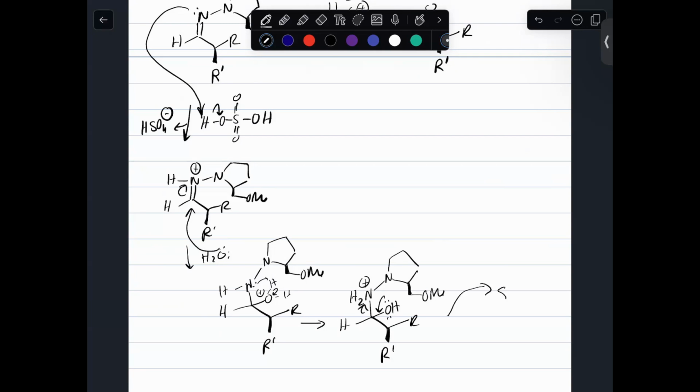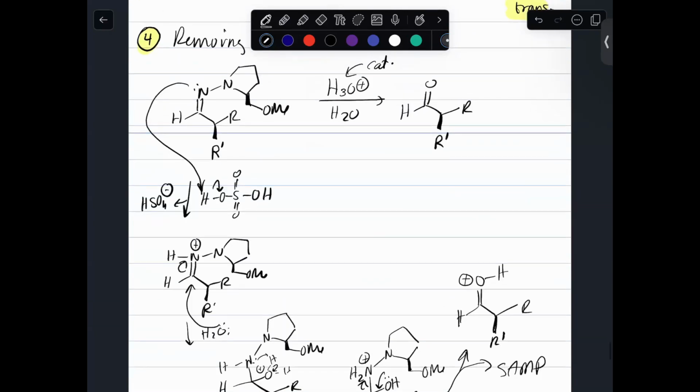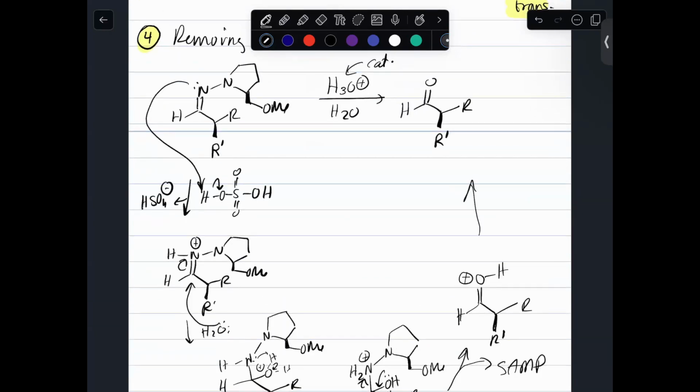So there goes my SAMP. There goes my precursor to my desired carbonyl compound, followed by bringing back my conjugate base to form my product. So that's method number one of removing my SAMP or RAMP. You've seen this again, second semester Chem 124.